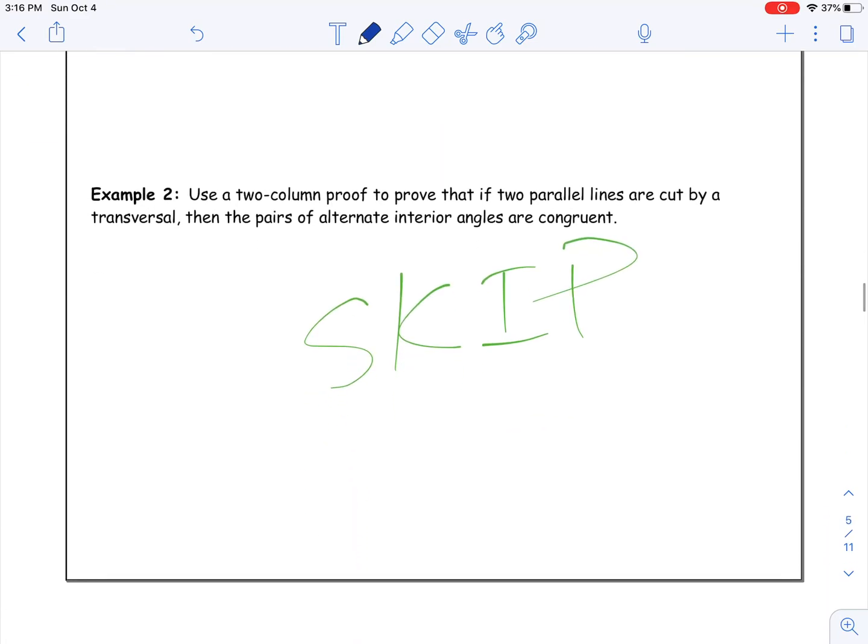Example 2 is using a 2-column proof to prove what we just went over. We just did it in example form, so I'm not going to make you do it again. So we can skip over our 2-column proof here.